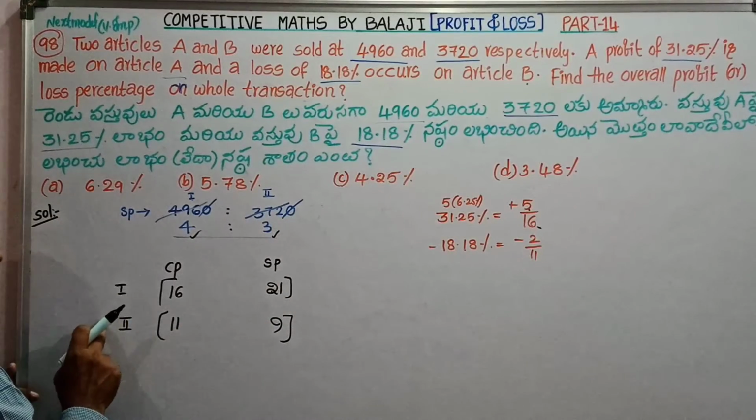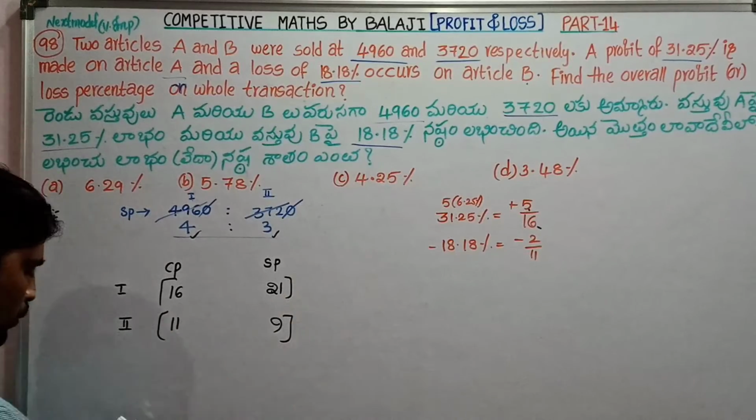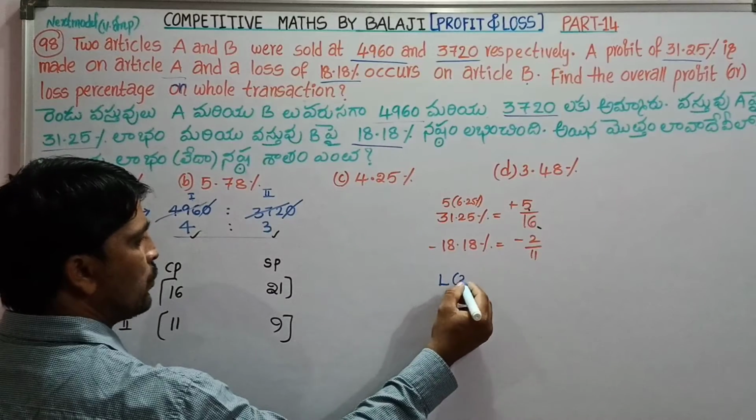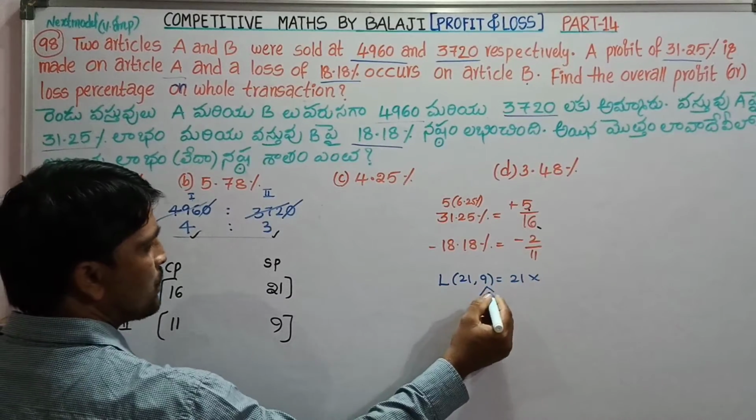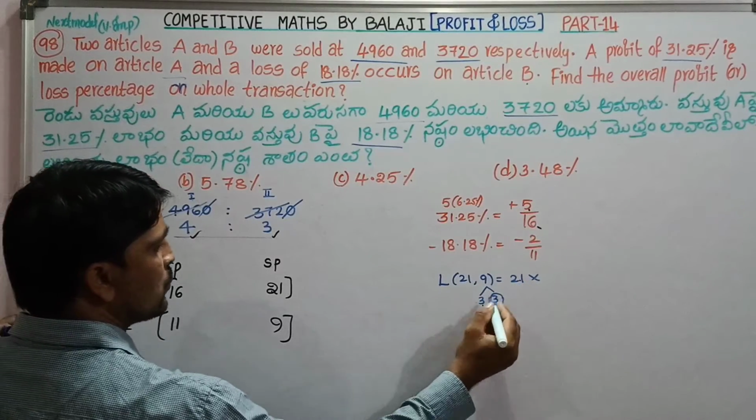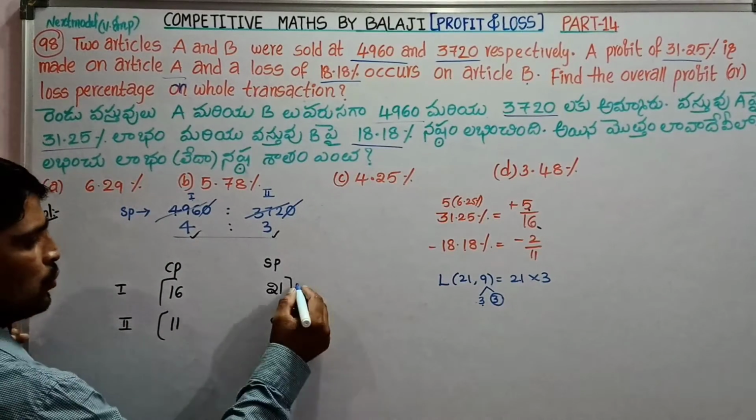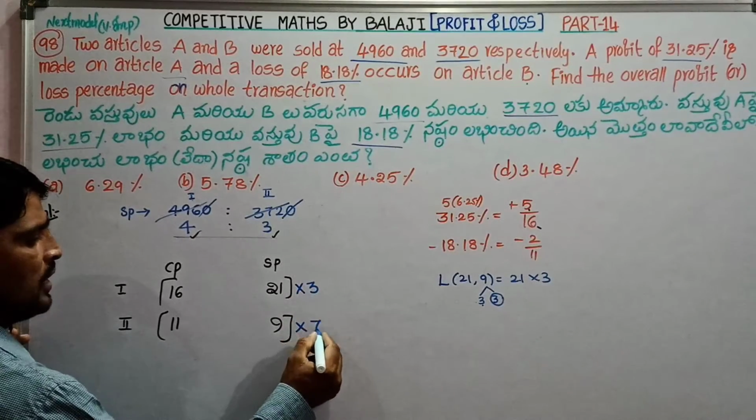SP of first and second article are in the ratio 4:3. To make it 4:3, we have to equate these two values first. LCM of 21, 9: consider 21. 9 can be split as 3 3s are 9, but this 3 already exists in 21, so consider 3 in the product. 21 3s are 63. To make it 63, we have to multiply here by 3. We have to multiply here by 7.